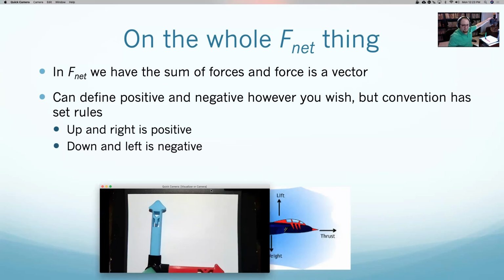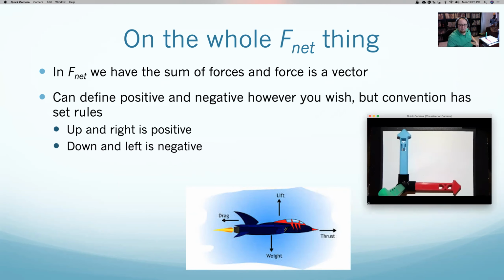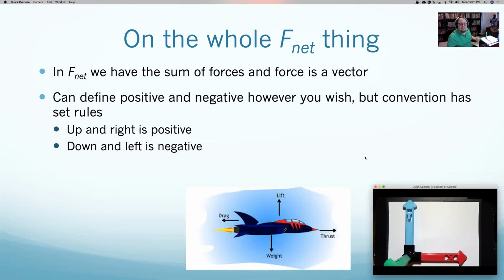is like this. Positive x is to the right and positive y is up. That means negative x is to the left and negative y is down. What you should do, if you have multiple forces acting on something, is say any force to the right is positive, any force to the left is negative. Any force up is positive, any force down is negative.